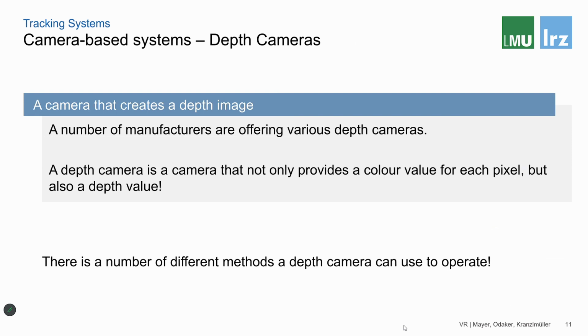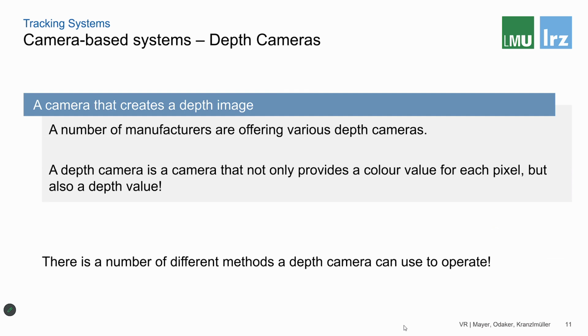Another camera-based system that works slightly differently is depth cameras. There were a number of different manufacturers offering depth cameras. A depth camera usually gives you a depth value for each pixel. In a normal webcam or RGB camera, you get an image that is just a two-dimensional array with a number of color values. And in a depth camera, you have the same two-dimensional array. They often have RGB cameras in there as well.